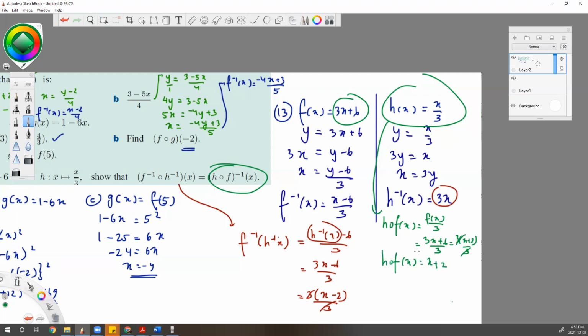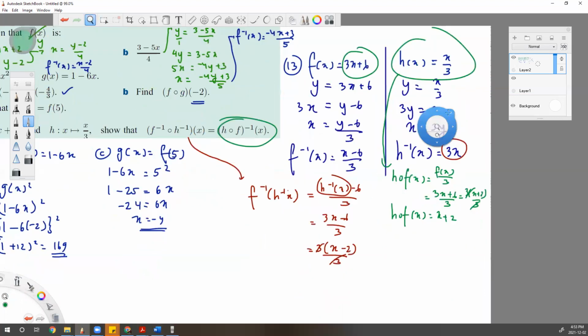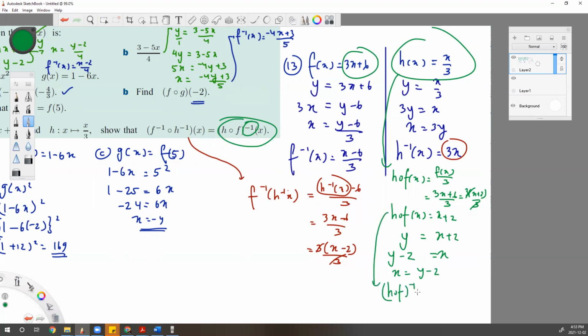It is not done yet because you want to find that inverse, right? The inverse. So let's say y equals x plus 2. Okay, what is x? Okay, piece of cake. Y minus 2. So x equals y minus 2. And the inverse of this, h of f, inverse of x will be x minus 2. Proven. See?